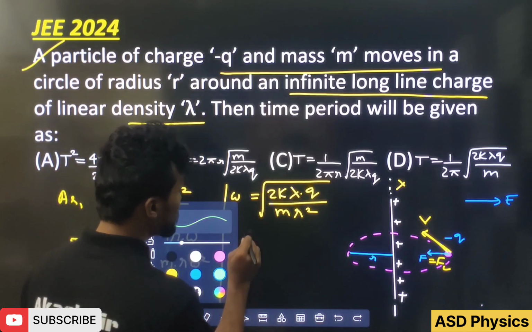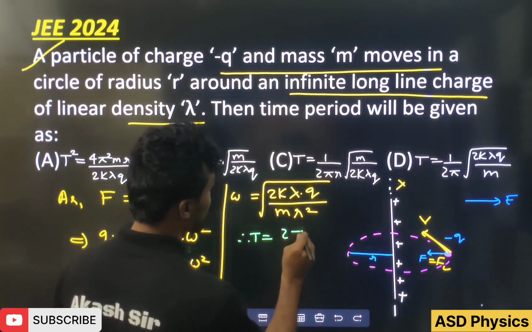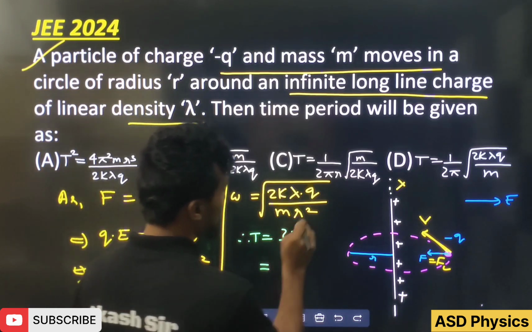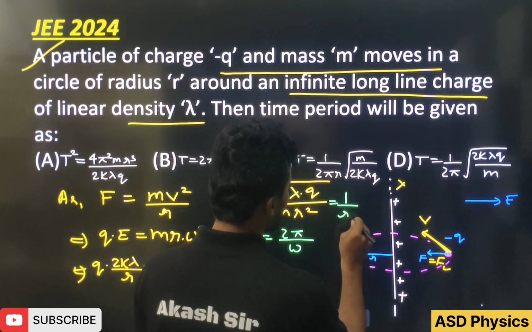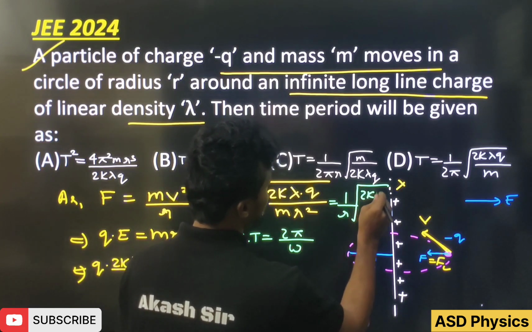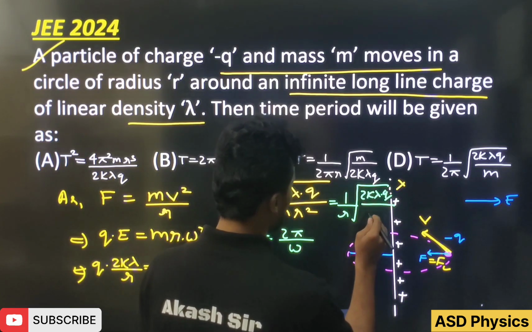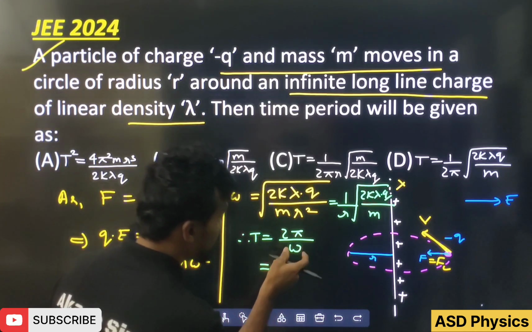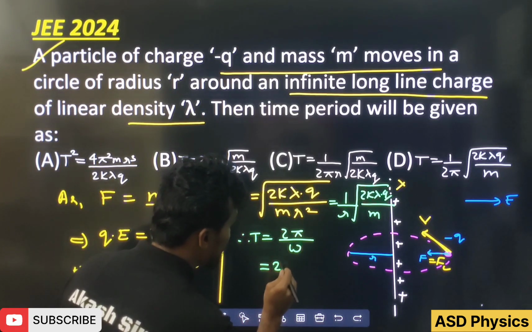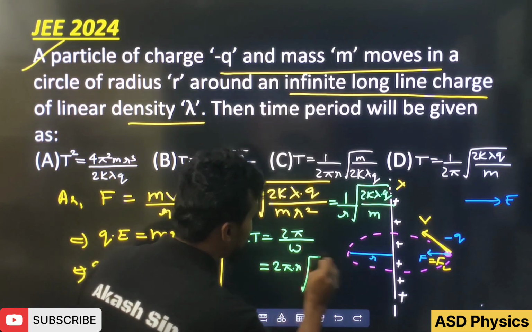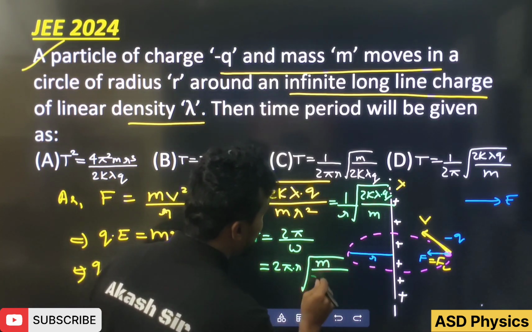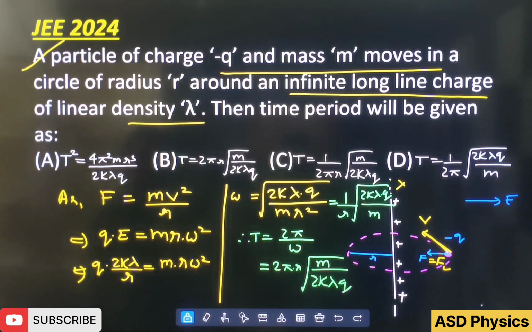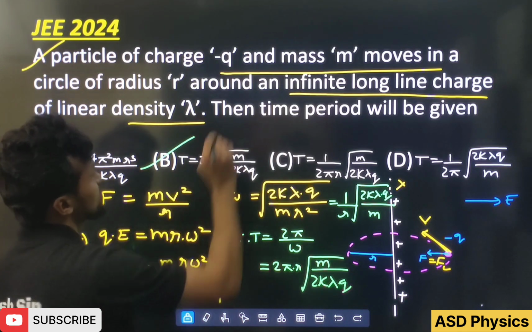Hence the time period is given by 2 pi by omega. Since r square is there, we can write 1 by r, and 2k lambda into q by m. Let's put the value of omega here. The moment you put 1 by r, r will go up, so 2 pi into r, and this will become reversed, m by 2k lambda into q. Just check the option here. Which option is coming? The correct answer is option B.